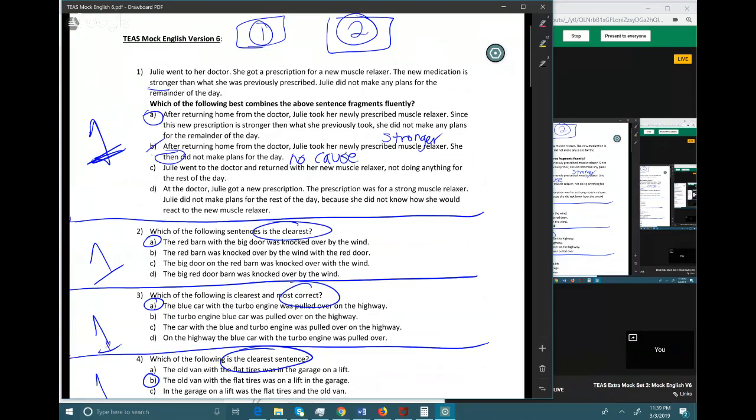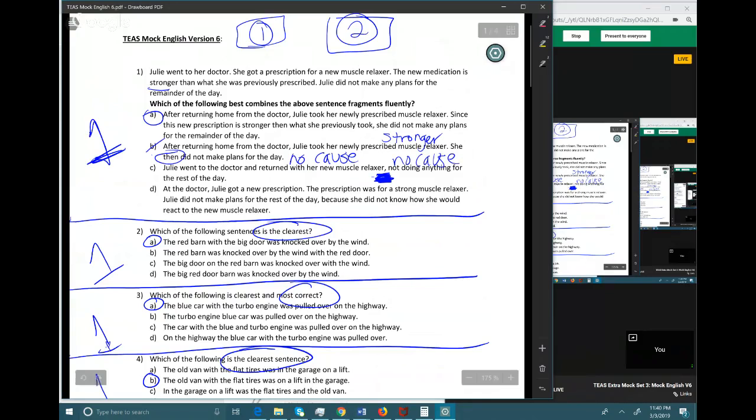C kind of does the same thing. So it says she went to the doctor, returned with her new muscle relaxer, and then there should be a sentence break here. So this is 1 sentence, and it's a case where 1 sentence is not a good thing. These cannot be done in 1 sentence. The second part of this one is worse than B. Not doing anything for the rest of the day is awkward. And again, there's no causation there.